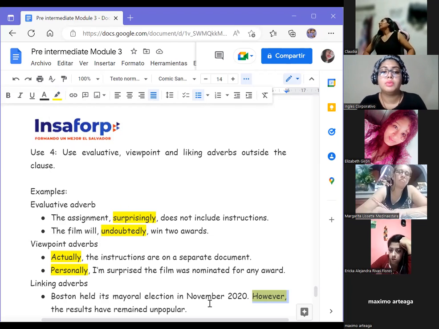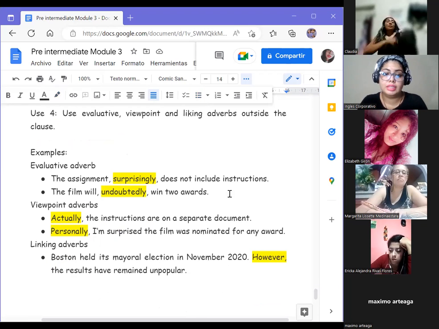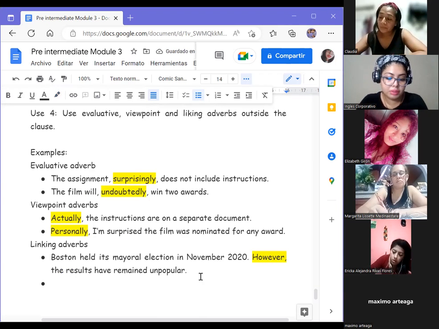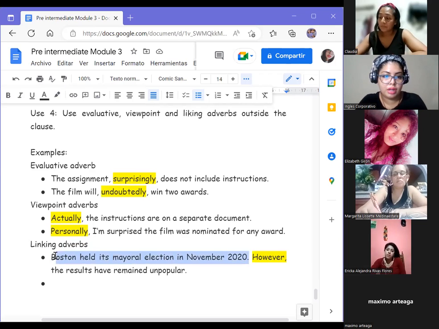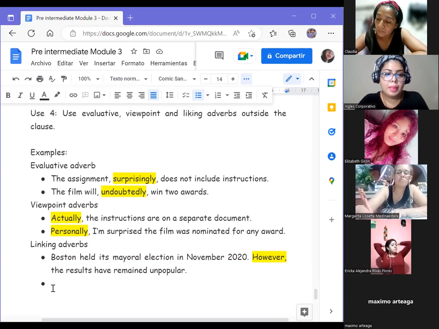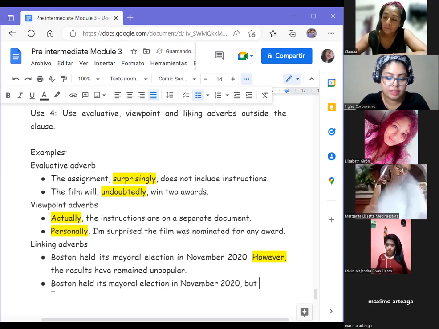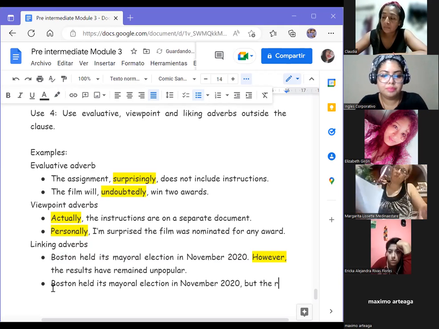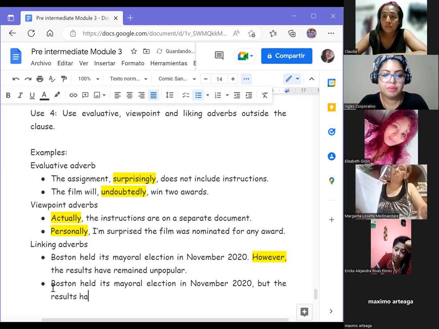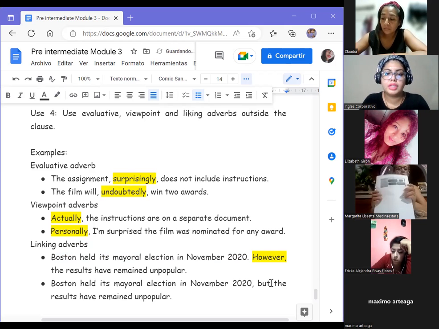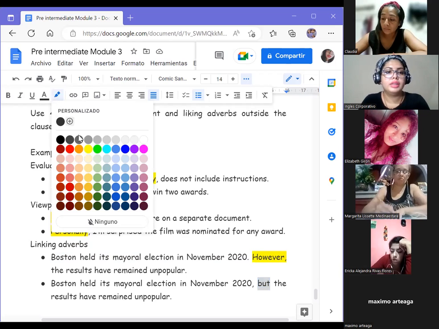In that case, we are connecting two sentences. And then we have the two clauses. It's almost the same, but in this case, I'm going to copy this first part. But in this case, I'm going to write comma, but the results have remained unpopular. So in this case, we are not going to write a period. We are going to write a comma and write the word but.